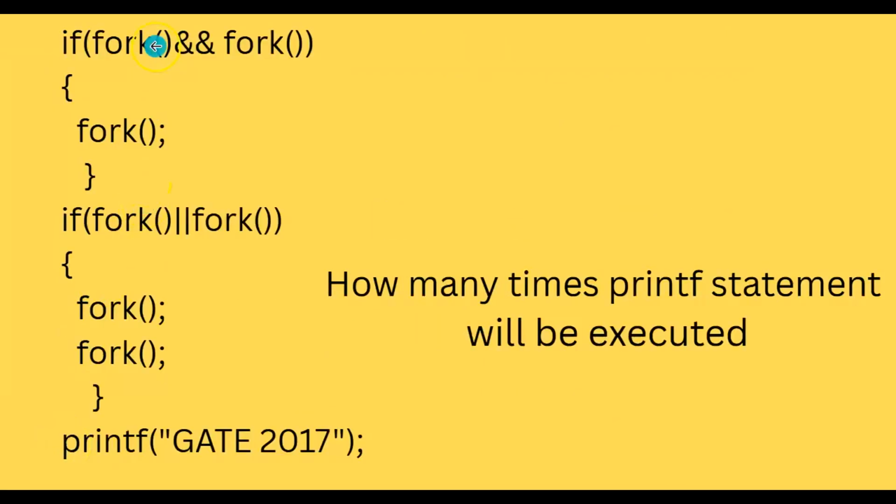In this C program, a fork system call is used within an if statement with the AND operator, and inside the if statement there is a fork system call. After that, again a fork system call is used within an if statement, now with the OR operator, and within this if block a fork system call is used 2 times contiguously. Finally there is a printf statement, and the question is how many times the printf statement will be executed.